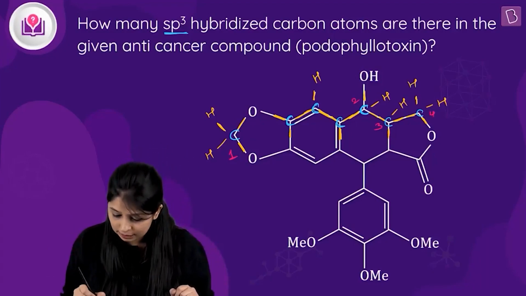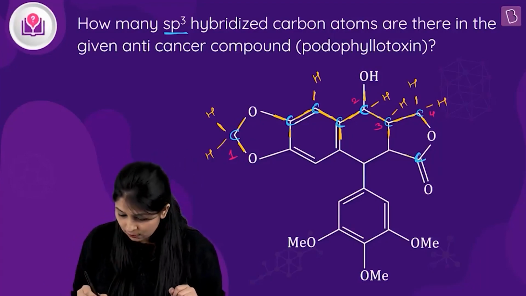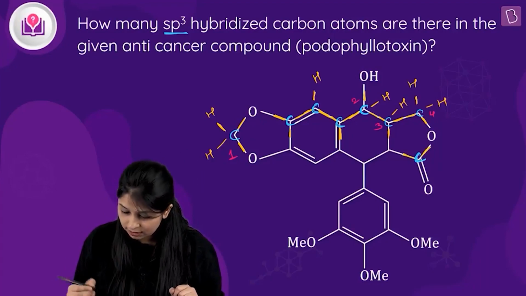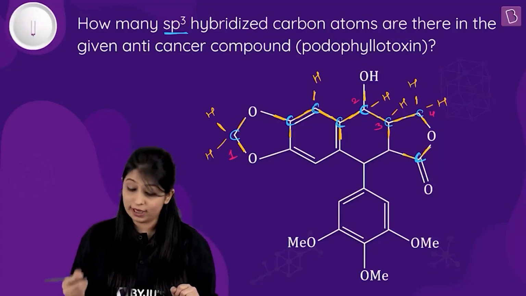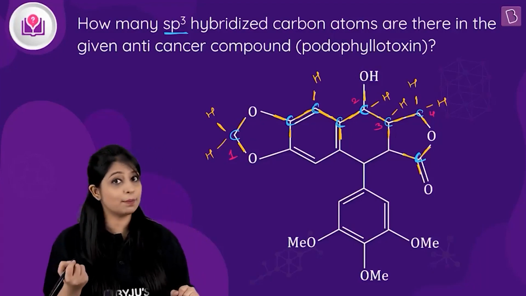Okay, let's move on to the next carbon. We have 1 carbon here. Okay, so this is 1 sigma bond, another sigma bond. Now we have a double bond to O. In that case also, we'll have 1 sigma bond and 1 pi bond, correct?